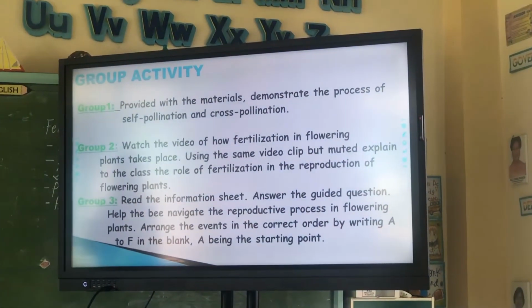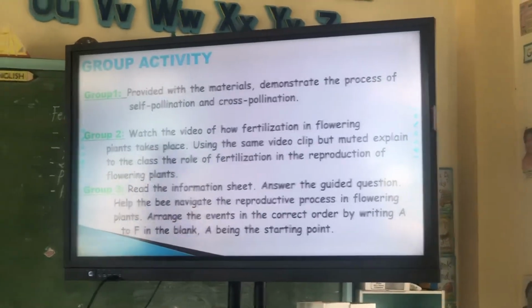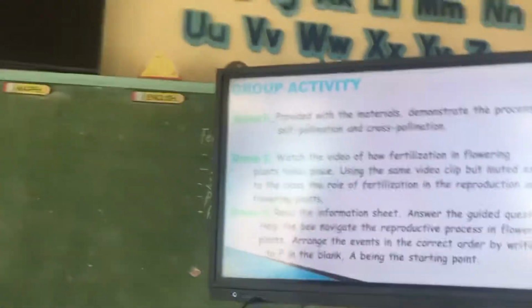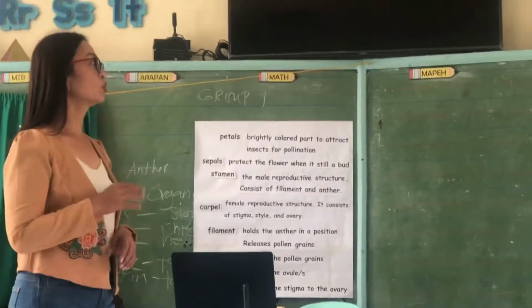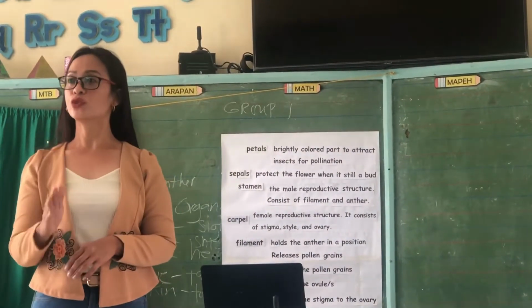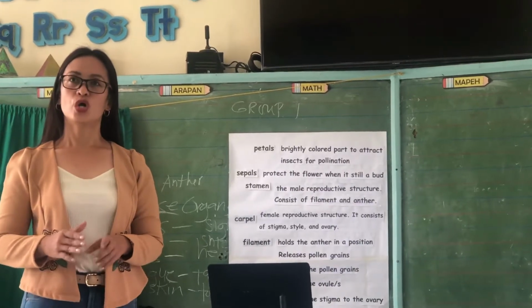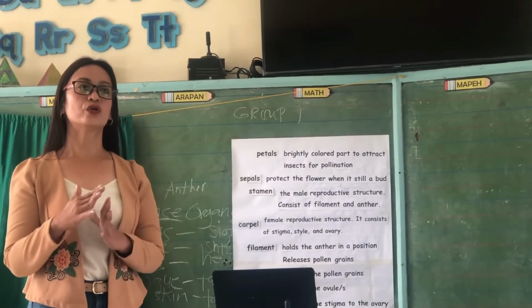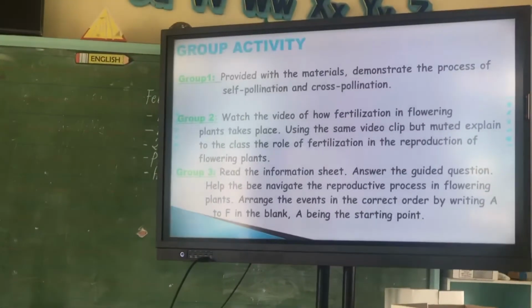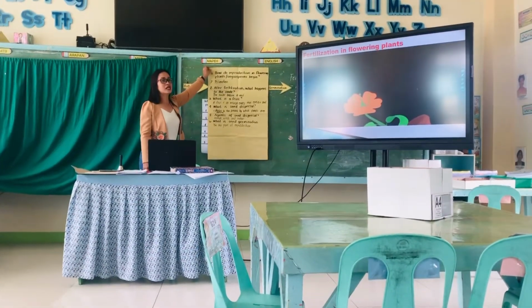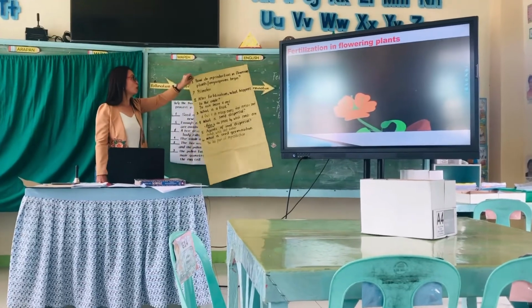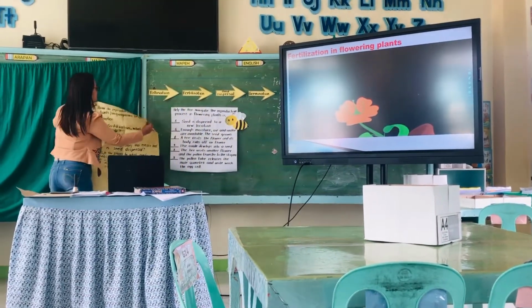For group 1, provided with the materials, demonstrate the process of self-pollination and cross-pollination, but through storytelling. You will agree with your group who will be the characters. So, let's go back to the question of one of your classmates.